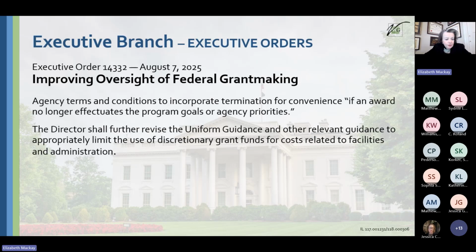And the reference to the director here is the director of the Office of Management and Budget, who is now Russell Vought. And we know that Russell Vought is not a fan of indirect or overhead costs, or at least taxpayers covering indirect or overhead costs. So this executive order directs him to incorporate into the uniform guidance limits with respect to those overhead costs or administrative costs. So we'll probably be seeing that a little bit later in the year.